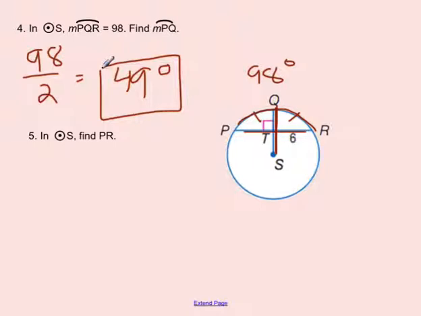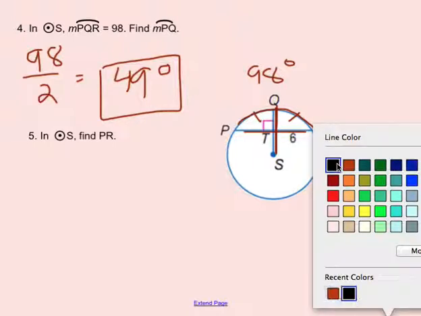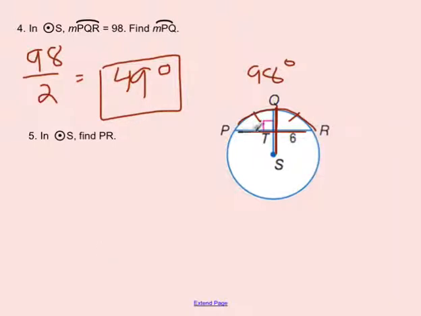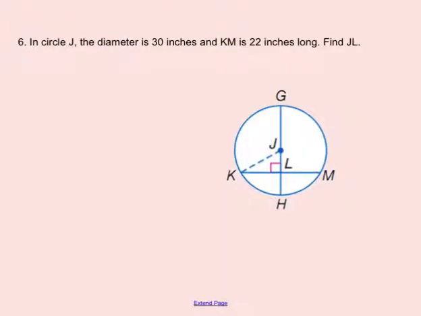Now we want to find PR. So what do we know about PR? Well, it's this whole length right here. I know that this side right there is 6. Well, guess what? This side over here also has to be 6. Okay, because again, that radius bisects it because it's perpendicular to the chord. So PR is going to be 6 plus 6, which is 12 for number 5. Let's take a look at number 6.